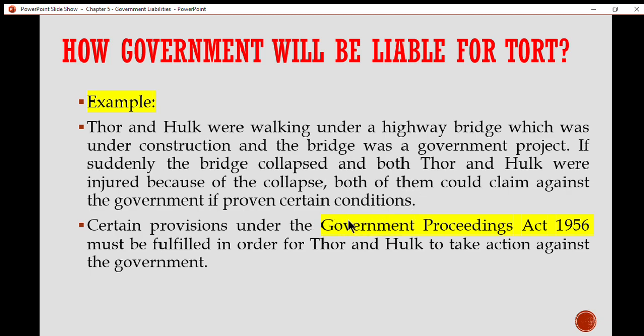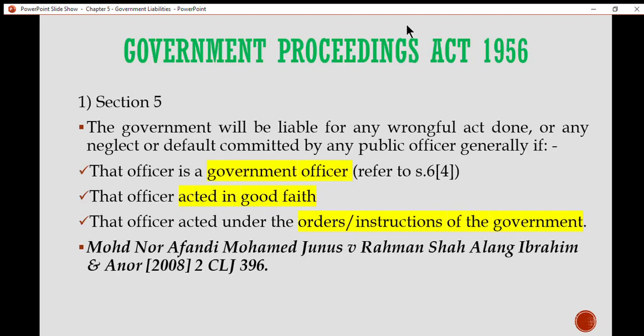We must take a look into this statute. This is the only statute that governs the government's liability in regards to tort: the Government Proceedings Act 1956. The first requirement, based on Section 5, is that the government will be liable for any wrongful act done or any neglect or default committed by any public officer if that officer is a government officer. Later we refer to Section 6, subsection 4: that officer acted in good faith and acted under the orders or instructions of the government.